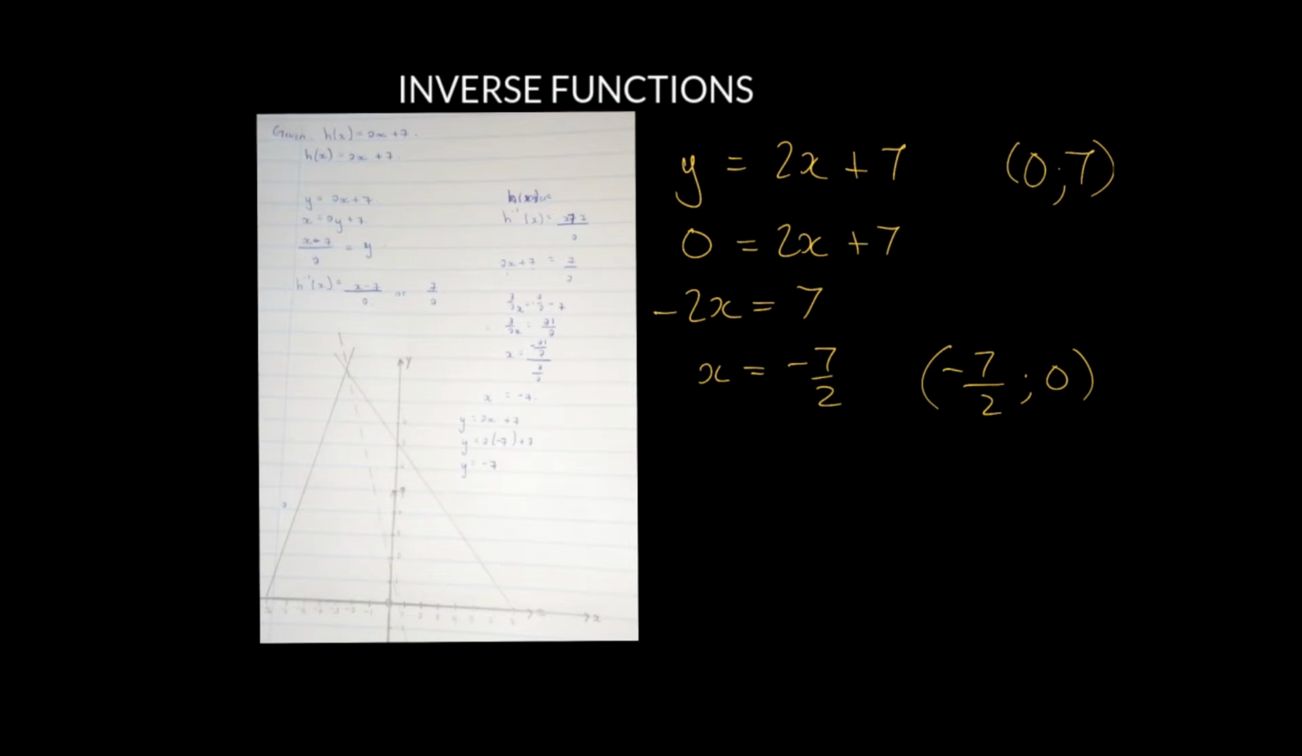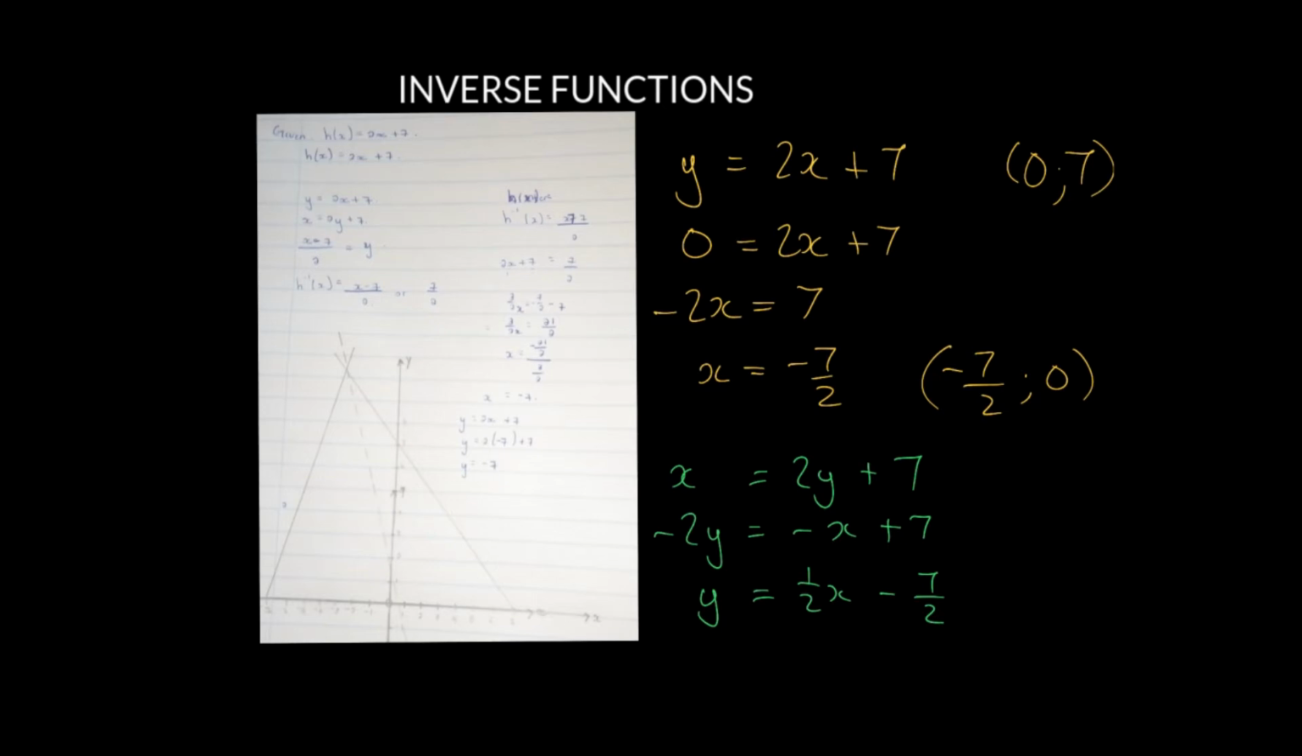Then you have to do the inverse of this function. An inverse function means swapping x with y, because essentially you're reflecting it over the line y equals x. So in other words, we would say x equals 2y plus 7. If I bring the 2y over to this side and the x over to the right-hand side, I would then have to divide through by negative 2. That would give me y equals 1 over 2 x minus 7 over 2.